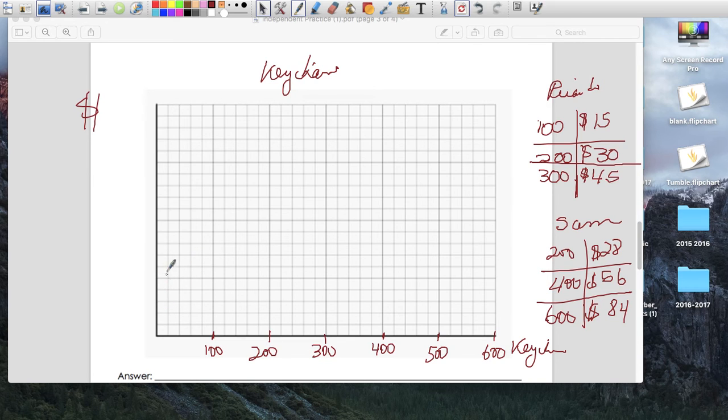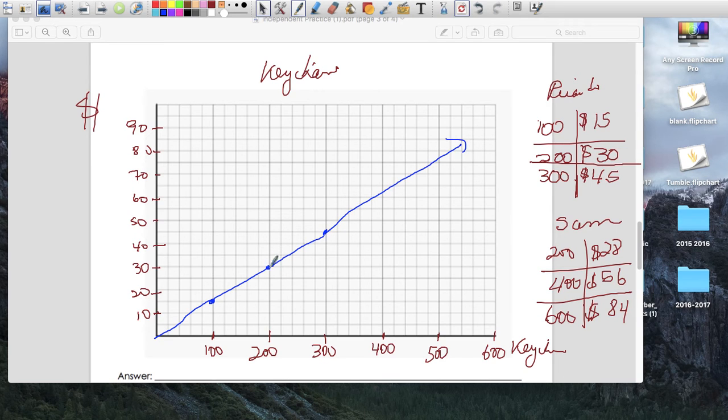10, 20, 30, 40, 50, 60. Yeah, every 2 is going to be 10. 10, 20, 30, 40, 50, 60, 70, 80, 90. Hopefully this works. Blue is going to be Ricardo, so Ricardo 100 is going to be 15, which is right about here. 200 is going to be 30, and 300 is going to be 45, which is between 40 and 50. So this is Ricardo right here, and a straight line as best as I can.